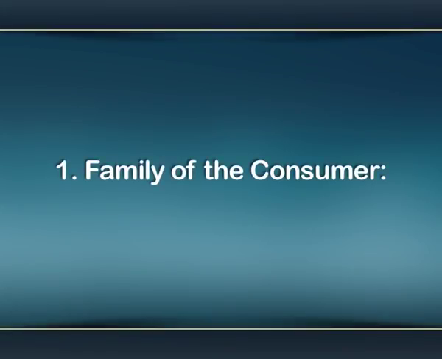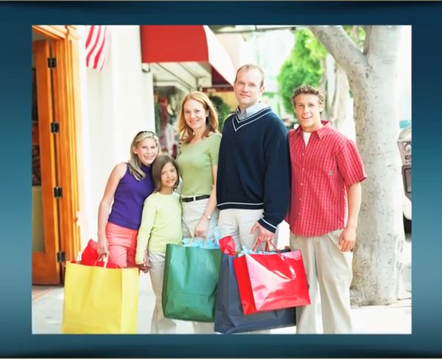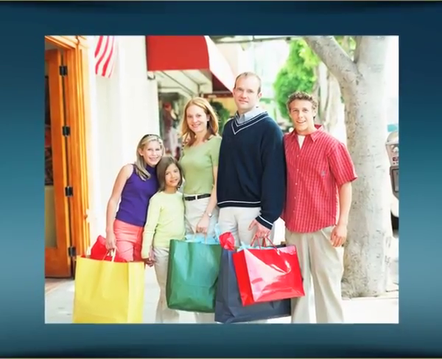Types of groups relevant to consumer behavior. Various types of groups influencing the decision-making process of consumers is as follows. First, family of the consumer. This is the most influential group affecting the buying behavior of an individual.